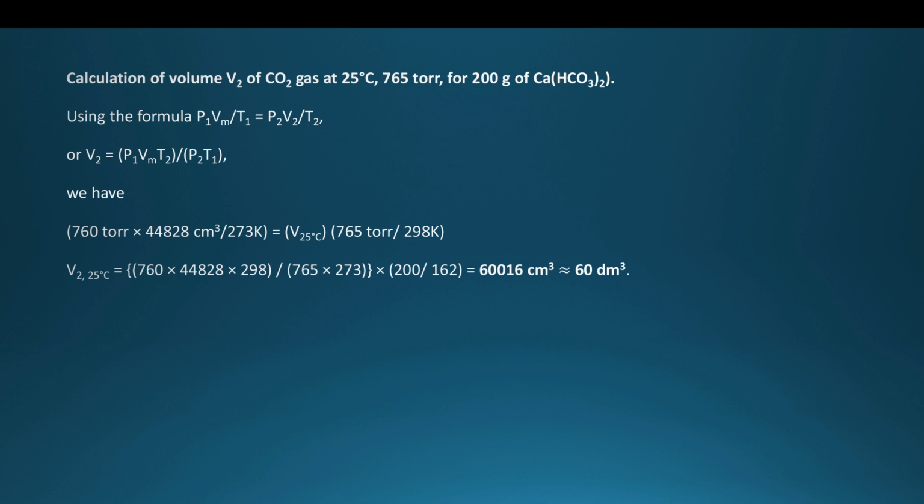Calculation of volume V2 of CO2 at 25 degrees Celsius, 765 torr pressure for 200 gram of calcium bicarbonate. Using the formula P1 Vm over T1 equal to P2 V2 over T2, or V2 equal to P1 Vm T2 over P2 T1. Putting these values which are already given, we find that we require nearly 60 liter of CO2 for completing the reaction, having the required amount of product.